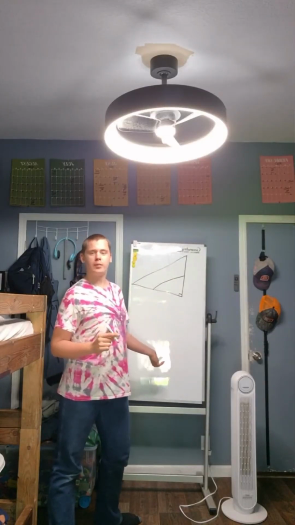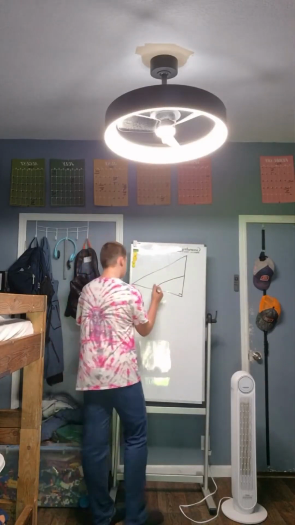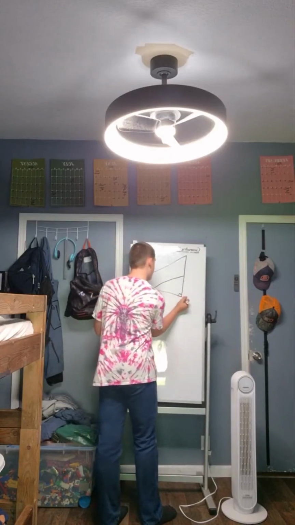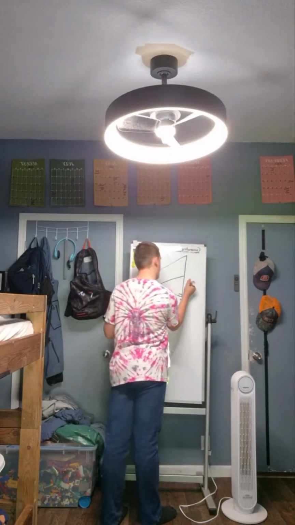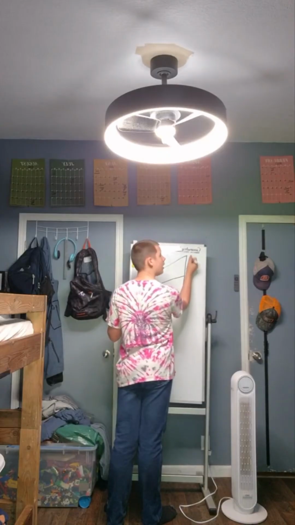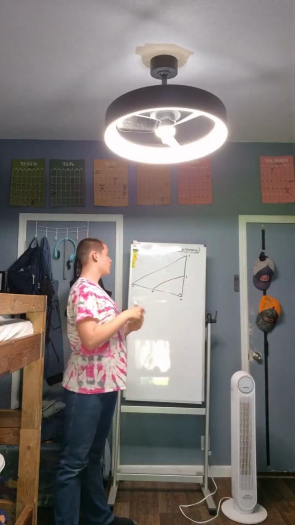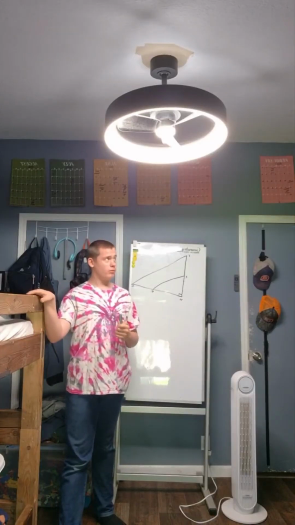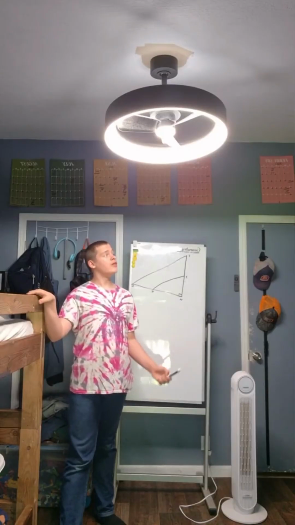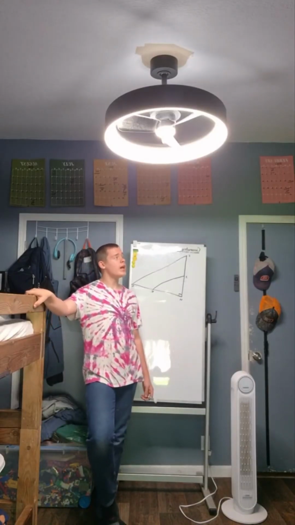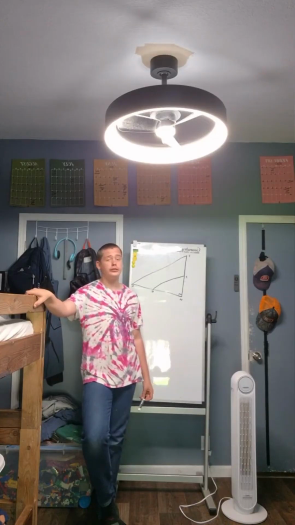Triangle mid-segment theorem. So, this is points K, G, H, J, F. A triangle mid-segment theorem: a mid-segment of a triangle is parallel to one side of the triangle, and its length is 1/2 the length of that side.